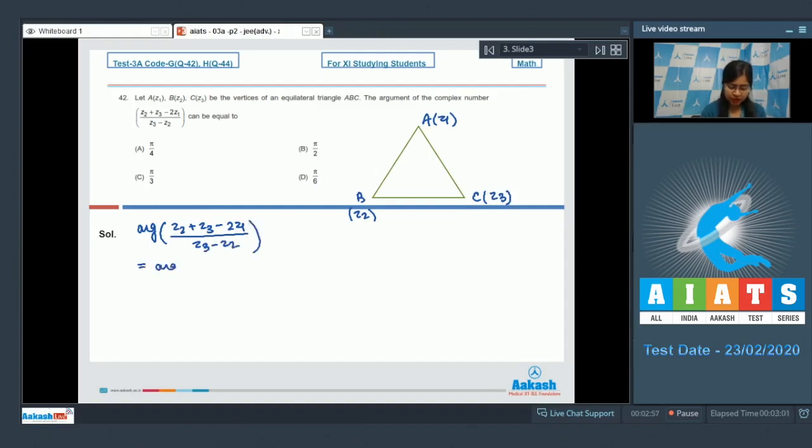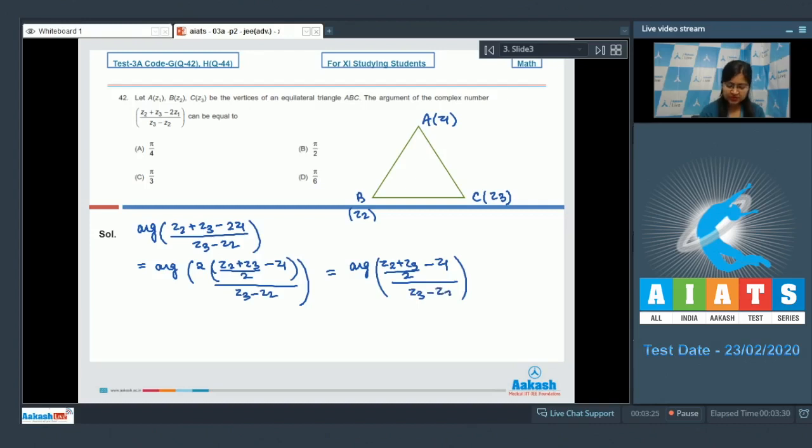Now this can be written as the argument of, taking 2 common, 2 times ((Z2 plus Z3) divided by 2 minus Z1) whole divided by (Z3 minus Z2), right? Now the argument of 2 times this thing is equal to the argument of 2, that is 0, plus the argument of ((Z2 plus Z3) divided by 2 minus Z1) whole divided by (Z3 minus Z2). Now (Z2 plus Z3) by 2 is the midpoint of BC.